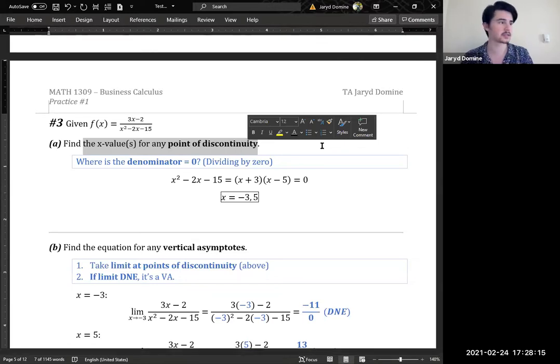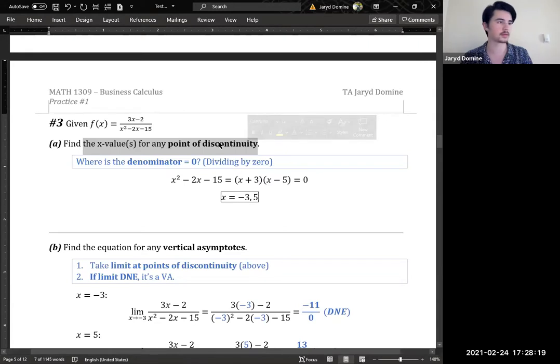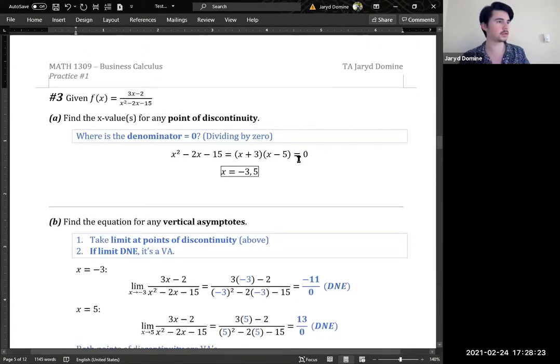Okay, any questions on that one? It's just a one step. Any clarification? Okay, cool. So this one leads straight into part B.